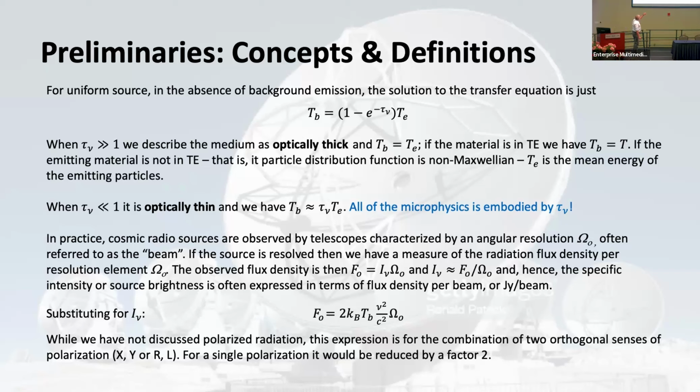Now, if we rearrange in the Rayleigh-Jeans approximation, substituting for I, the flux density is just given by this simple expression involving the resolution and brightness temperature and so on. We use it all the time.